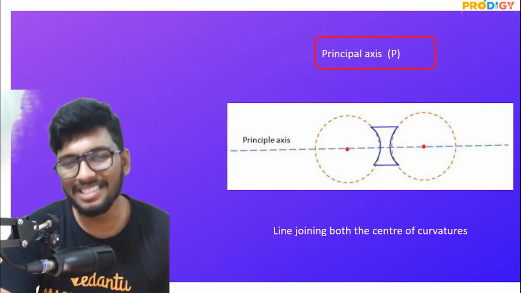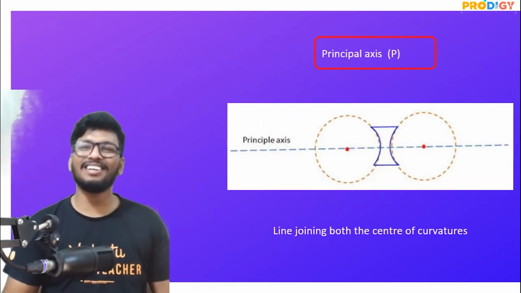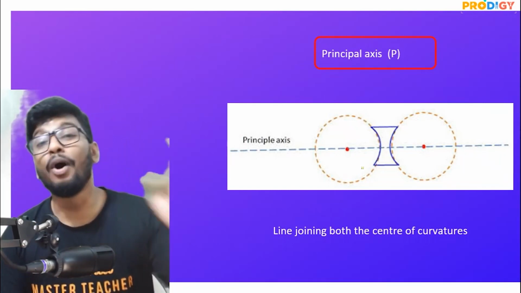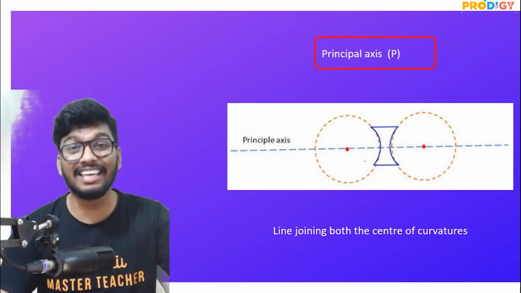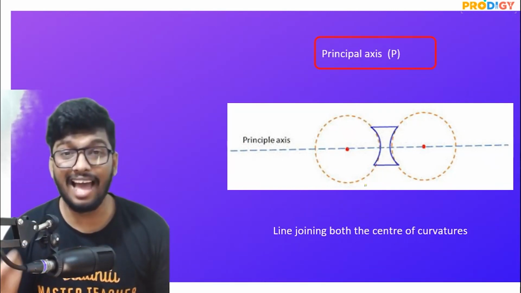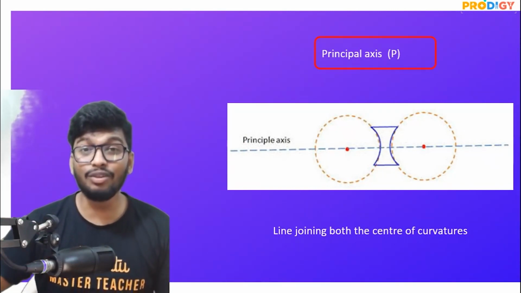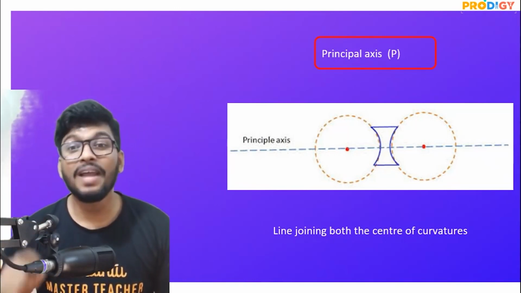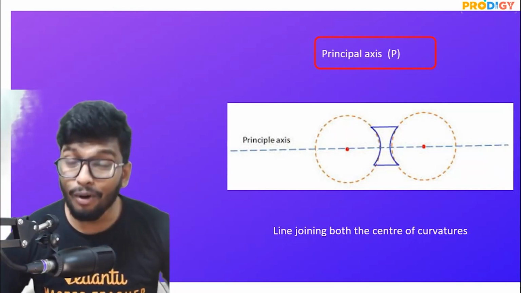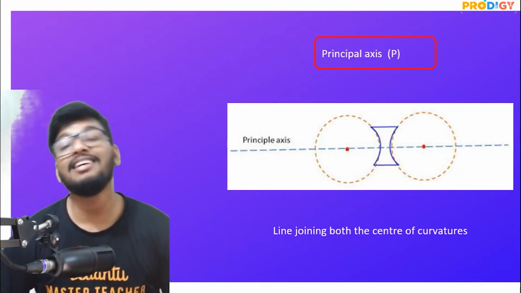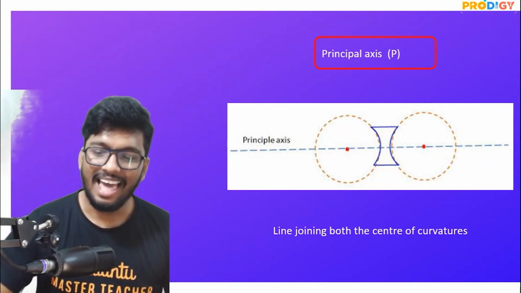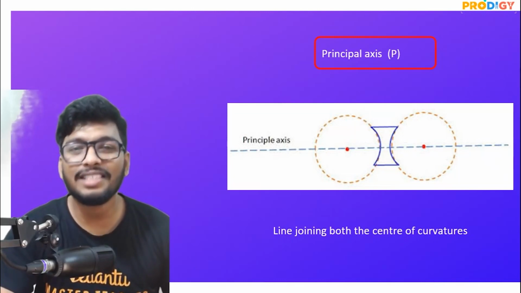Now apart from that, guys, one last thing is the principal axis, which is the same as that of a mirror. A principal axis is nothing but a straight line that is passing through both the centers of curvature. That is the only thing. See, in the case of mirrors, there was only one center of curvature. So we defined the principal axis as a straight line passing through the center of curvature and the pole. Here it is a line that is passing through both the centers of curvature and the optical center. That is what is called the principal axis. Right, guys? And those, my friends, are the components of a spherical lens.